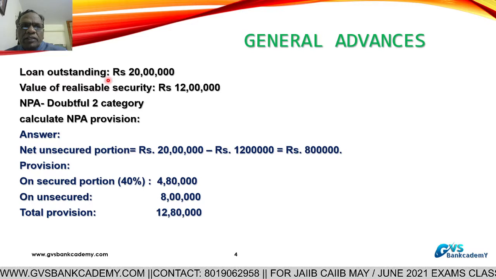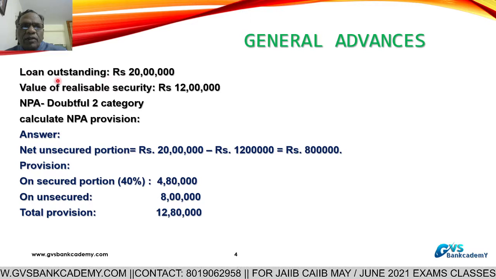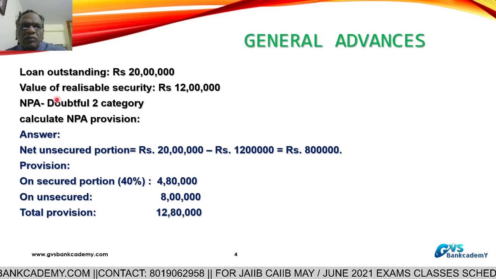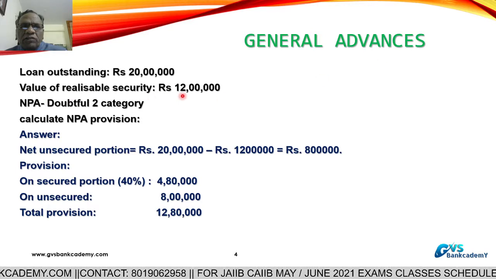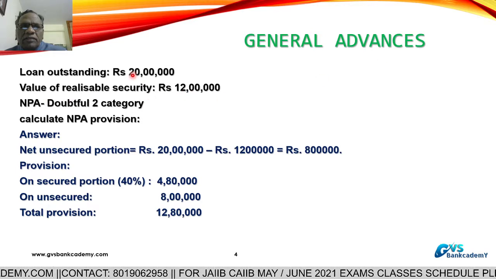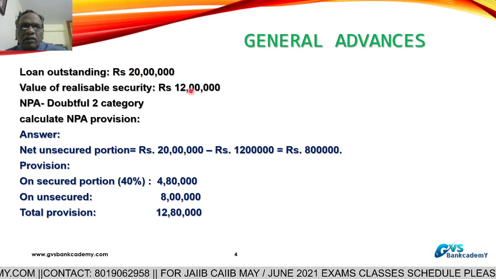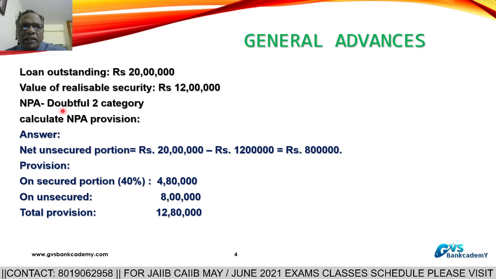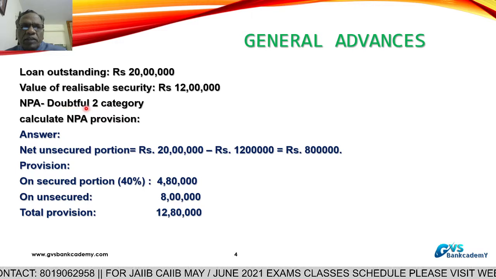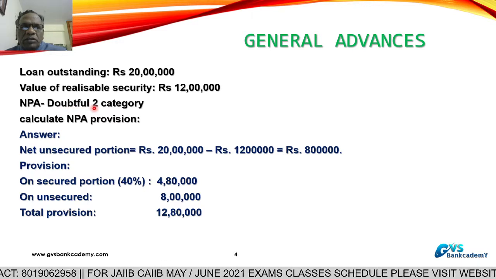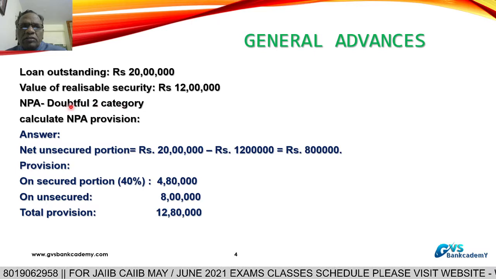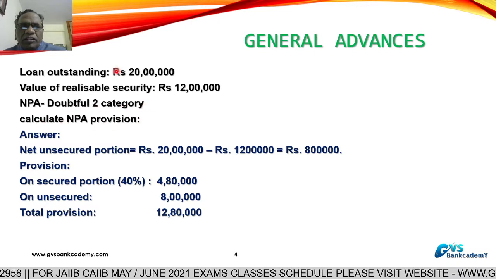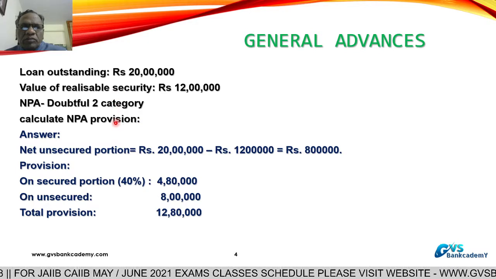Loan outstanding is 20 lakhs, general advance. Value of realizable security is 12 lakhs. 20 lakhs is the loan outstanding, 12 lakhs is the security amount. The NPA category is doubtful 2, meaning NPA during third year and fourth year. Calculate the NPA provision. This is one promotion exam question.